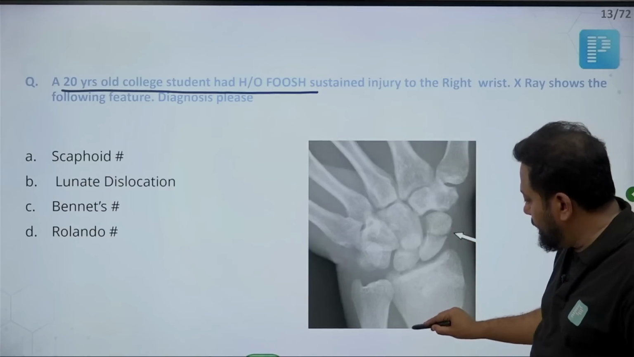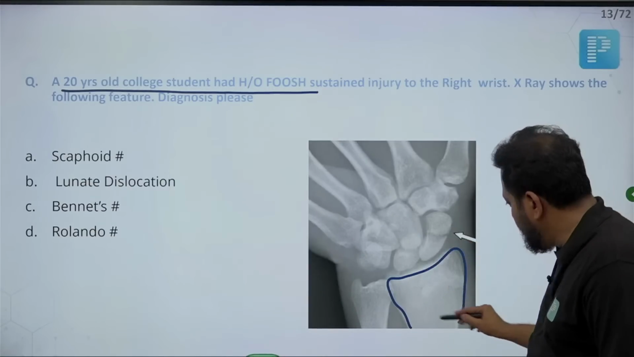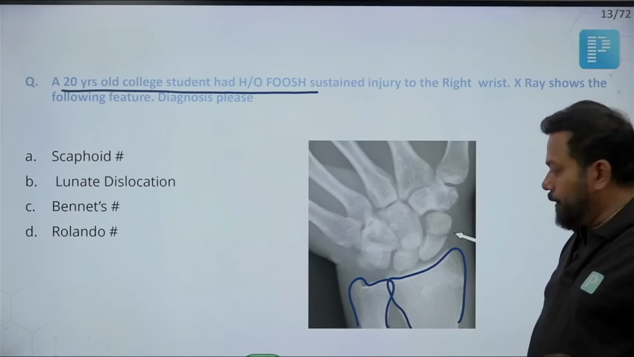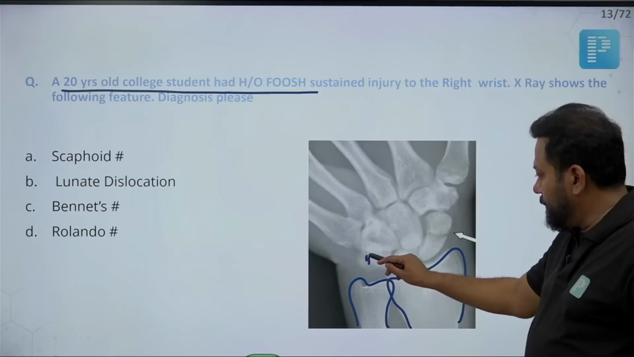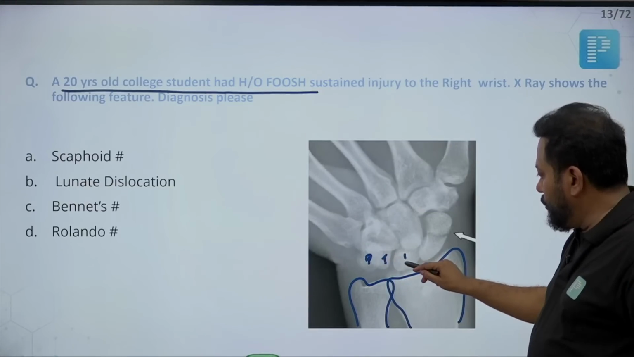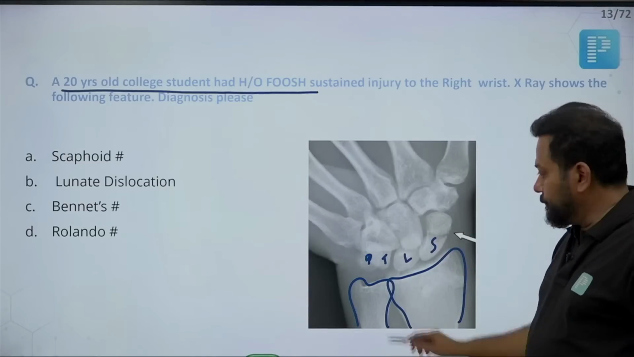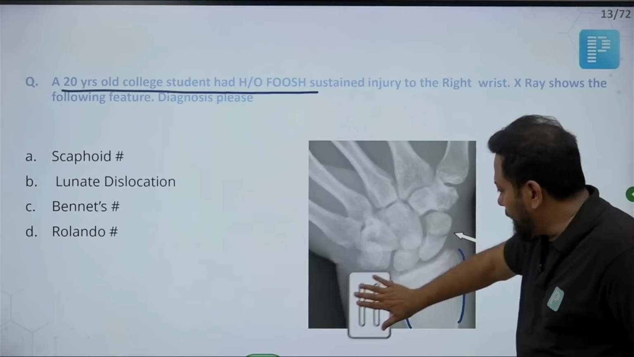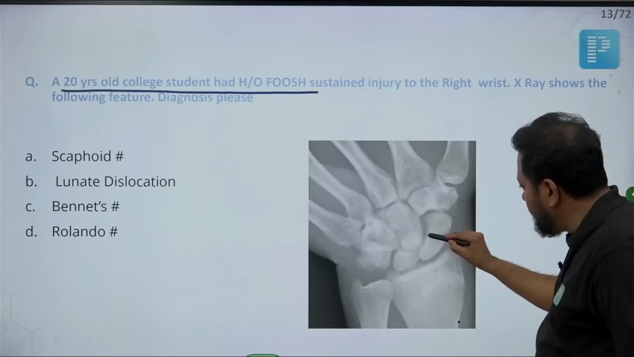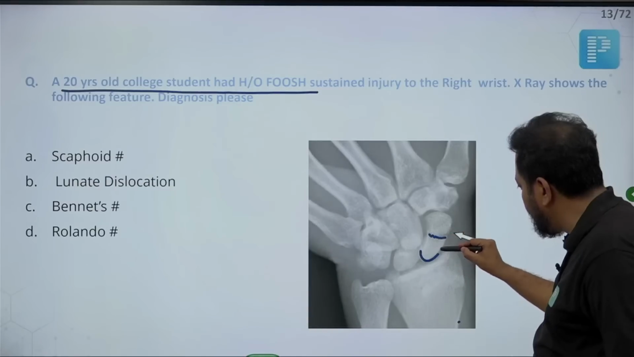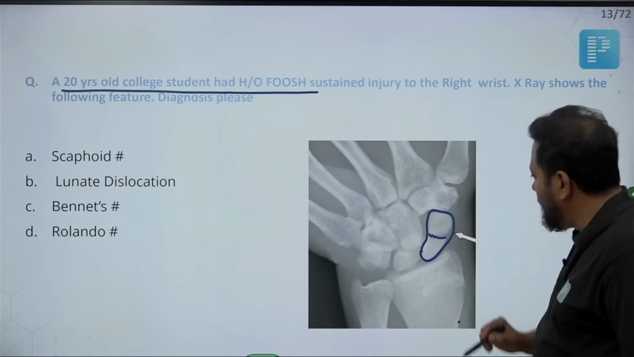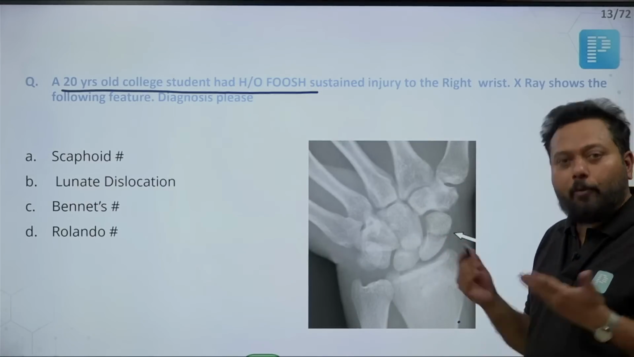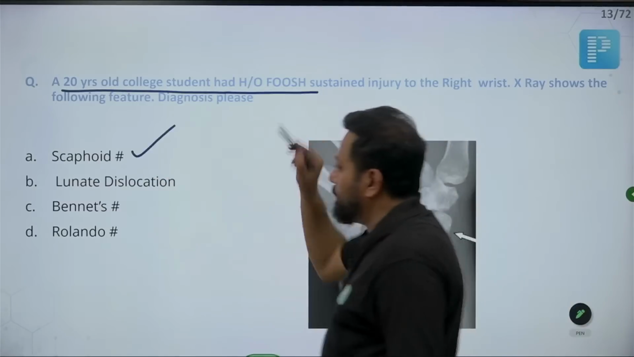I am able to see this is the radius. This is the ulna. I am able to see the mnemonic: pisiform, triquetrum, lunate, scaphoid. I am able to see a fracture line in the scaphoid. This is the scaphoid, the whole bone. I am able to see a fracture line in the waist of the scaphoid. So obviously this is a scaphoid fracture.